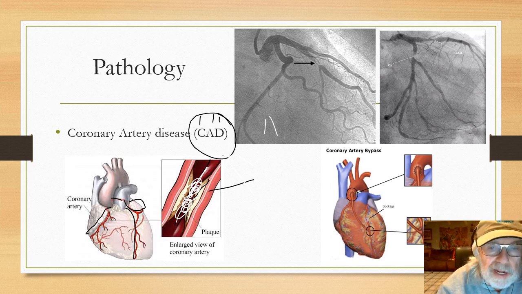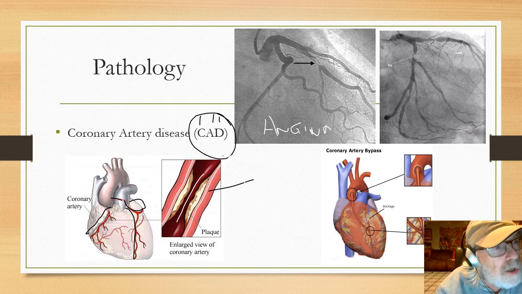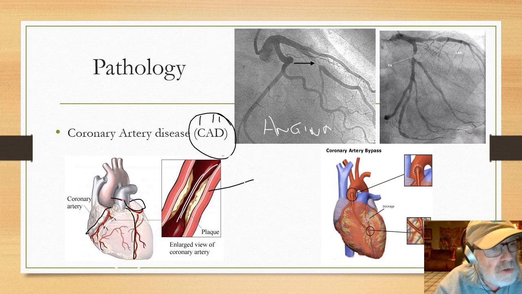Sometimes people have what's called angina. Angina is where the lumen of the artery is narrowed, but there's still blood getting through. However, when you walk or run or exercise or get excited, there's not enough blood to supply the muscles of the heart. As a result, you start to get what's called angina pectoris, a sort of ischemic pain. Ischemia means a low blood supply.